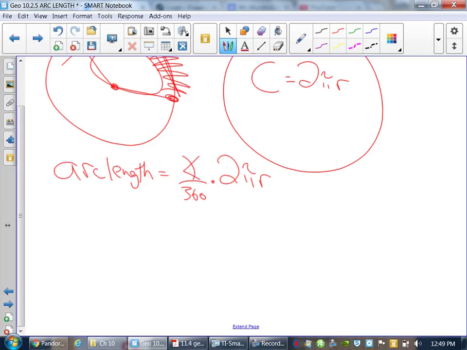There are 3 different ways you can write this out by looking at the circumference parts, because 2 pi r is the same thing as saying what?